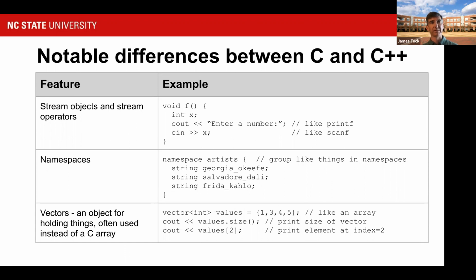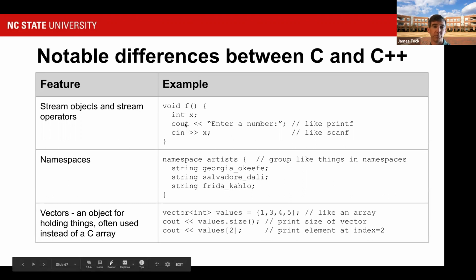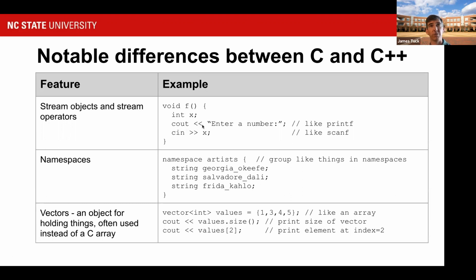A few other things I want to highlight. Input and output to the screen. In C, we use printf and scanf. But as I've said before, C++ prefers to do things with objects. And so there are things called stream objects and stream operators that we can use to perform input and output. Cout is an output stream, and these double arrows are output stream operators, and they allow us to output things to the screen. And cin is an input stream. And again, using the arrows, it would allow me to take something from the terminal and stick it in variable x.